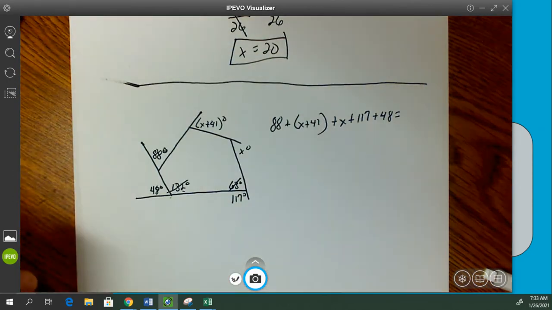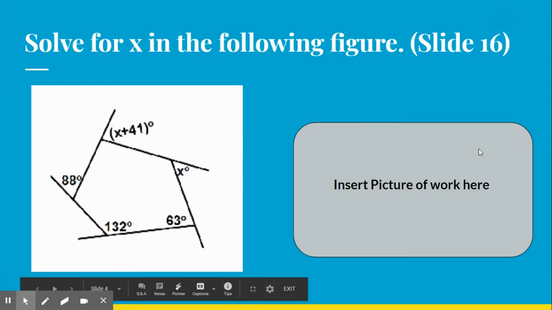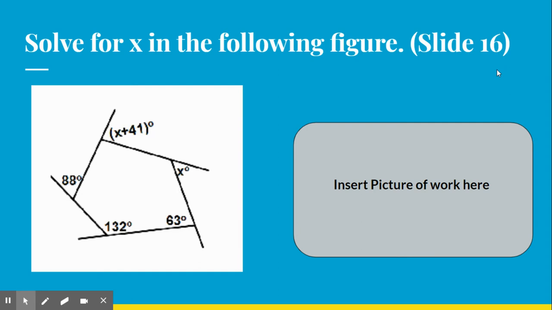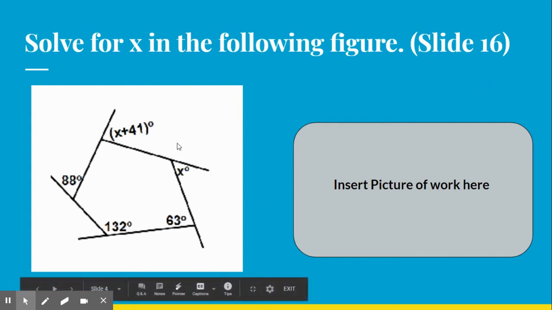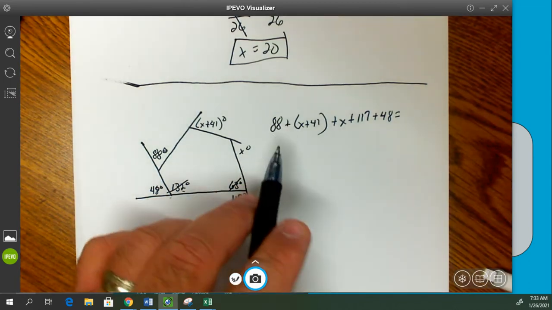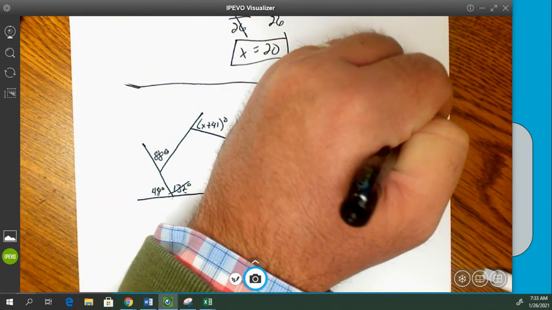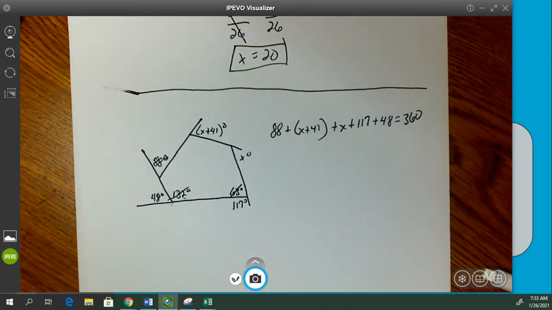Now, this says, look at slide 16. And if you look at slide 16, the first step is different for exterior as it is for interior. On exterior angles, the sum of the exterior angles always equals 360. So we don't need to do any type of calculation. We just know that this always equals 360.